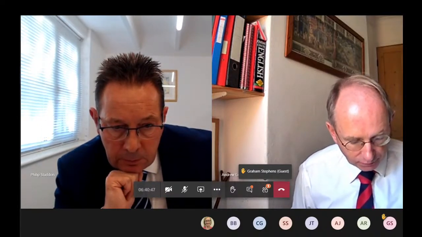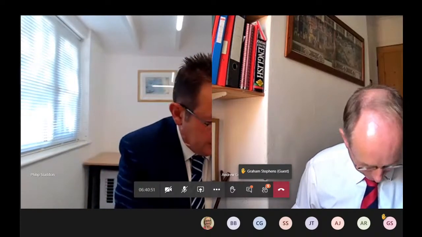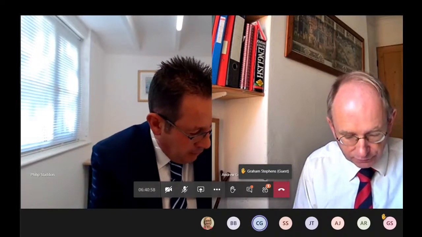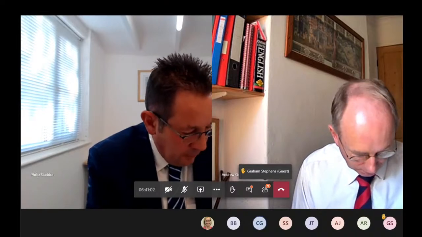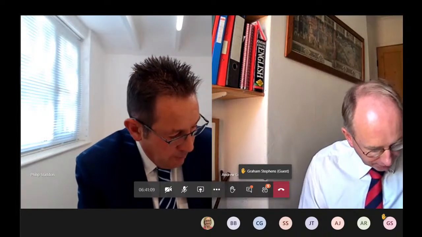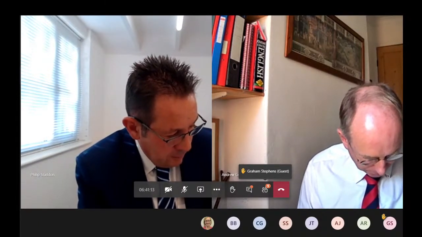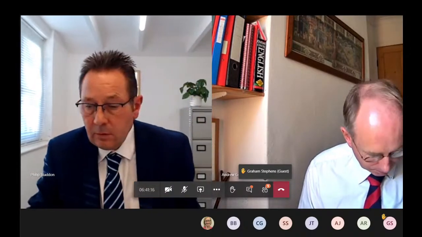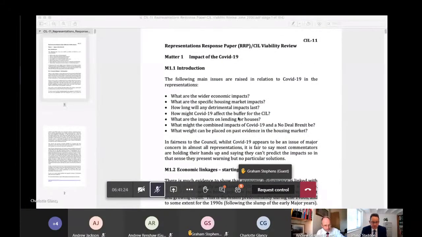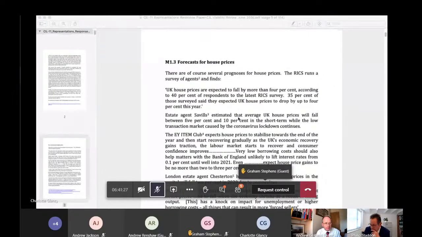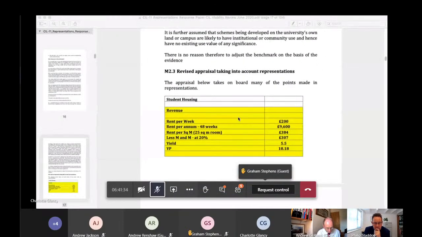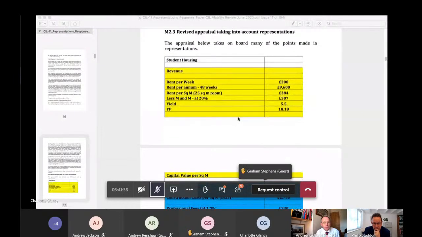Yeah, I can just go through the headline figures. Please do. Okay. Sorry, which document do you want? Sorry, CIL 11. CIL 11, and if you go, we haven't got page numbers. It's under M2.3. That's it. Okay. Thank you.